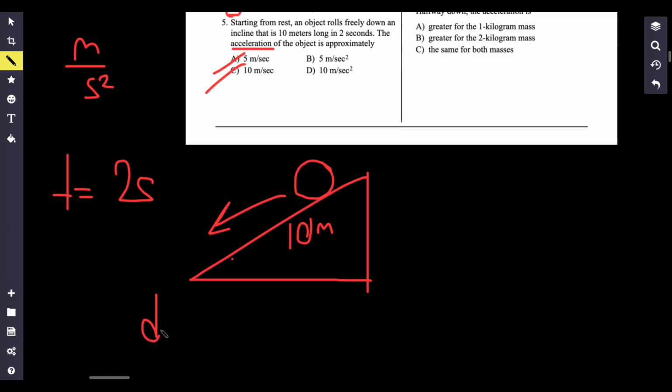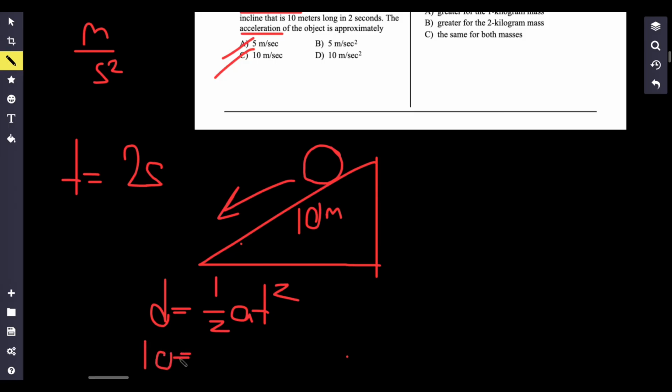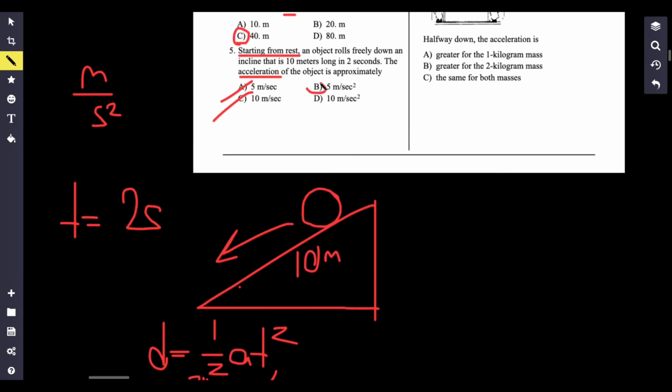This problem is the same concept, so it's going to be this formula right over here, plus 1/2 a t squared. But the thing is that our object starts at rest, right? Because we're starting at rest, our initial velocity is 0, so we can just get rid of this term. And then we just solve here by plugging in everything. So d is 10, our time is 2, and 2 squared is 4. And acceleration would be 5 meters per second squared.